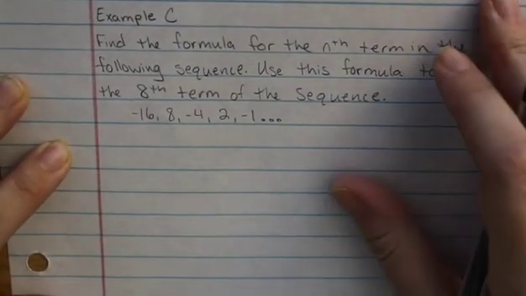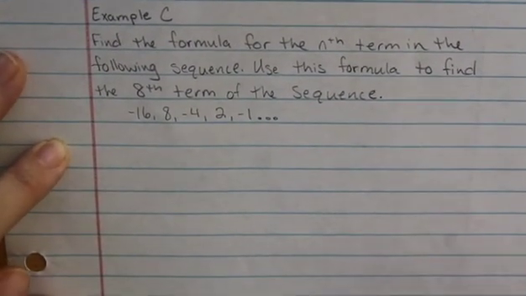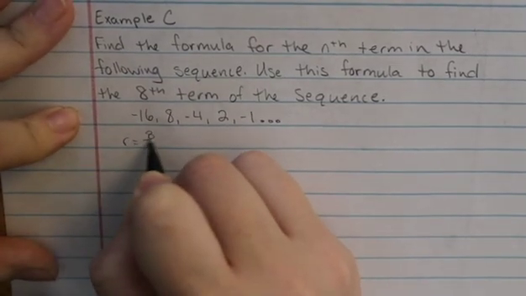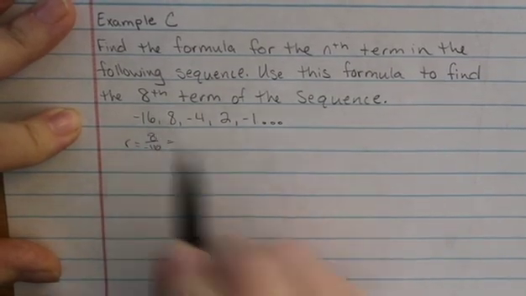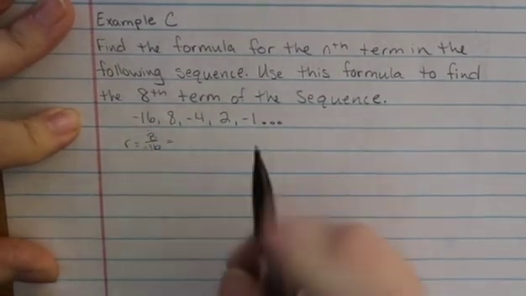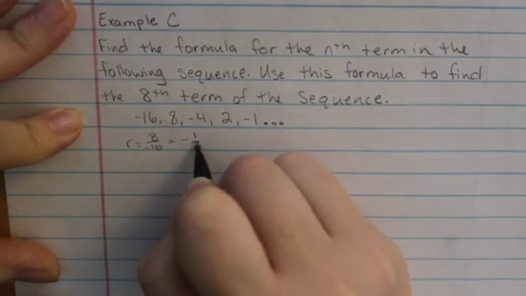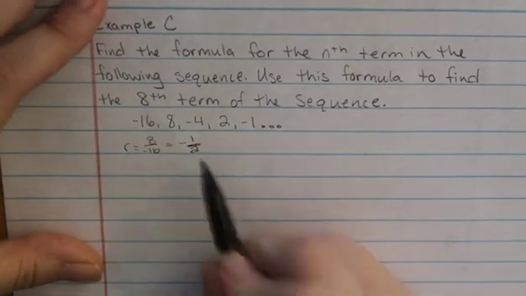So for example C, the first thing we need to do is we need to find our common ratio. So we're going to do that by setting up r equals 8 divided by negative 16. So it can be any term divided by the previous term. I'm just going to do second term divided by first term, and that's going to be negative 1 over 2. I almost wrote my 2 without my sign. Okay, so my common ratio is that.